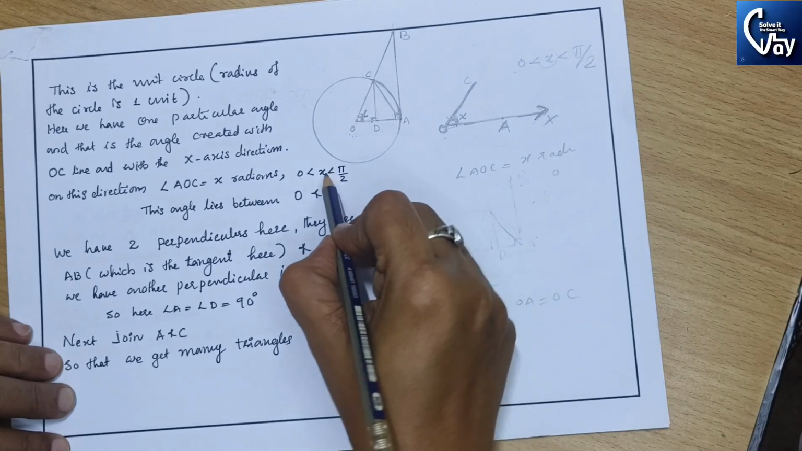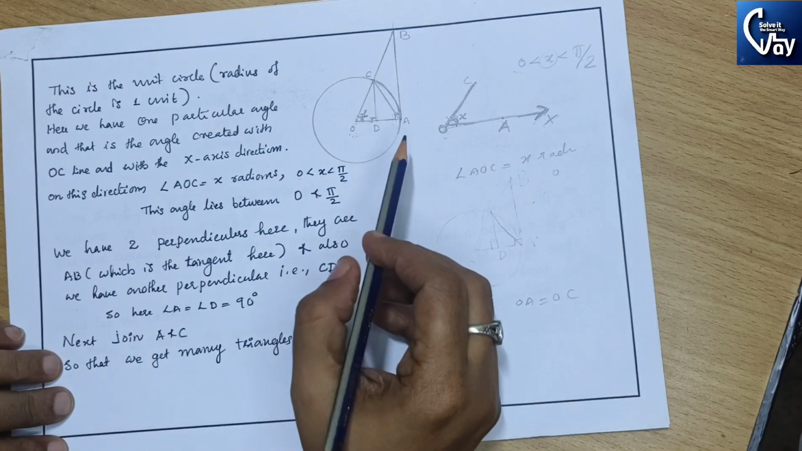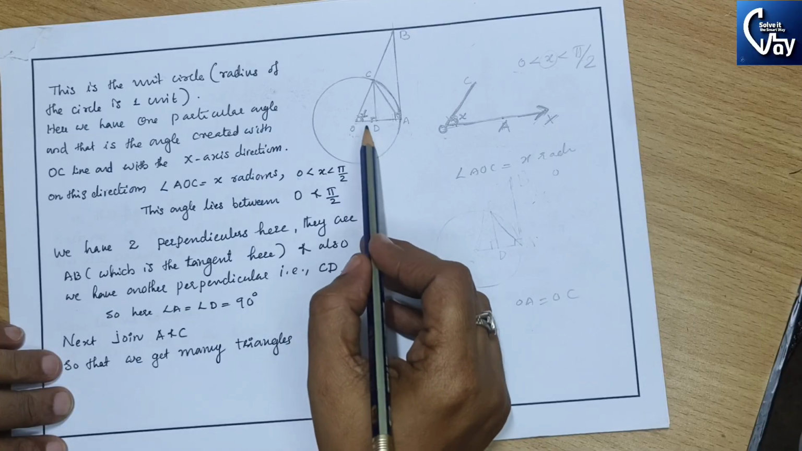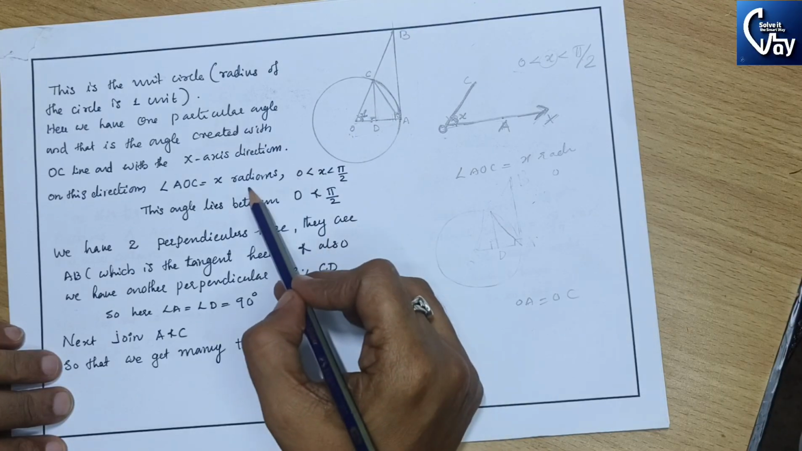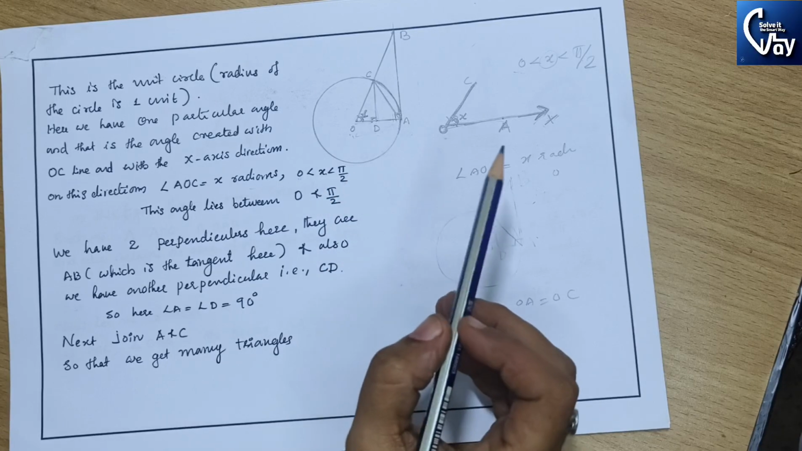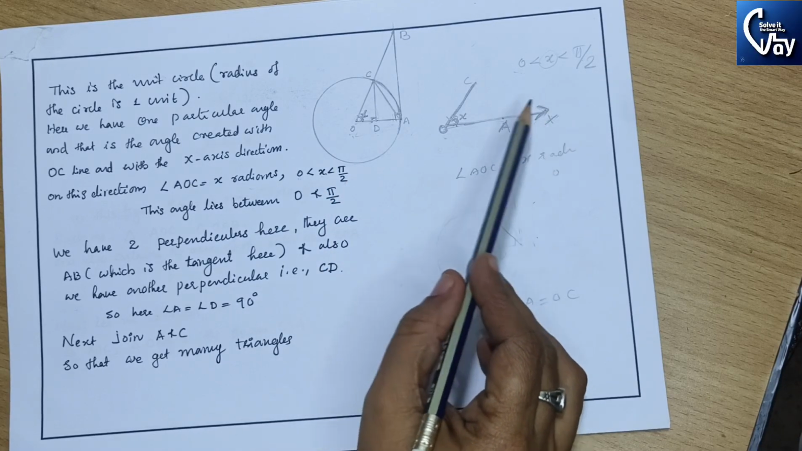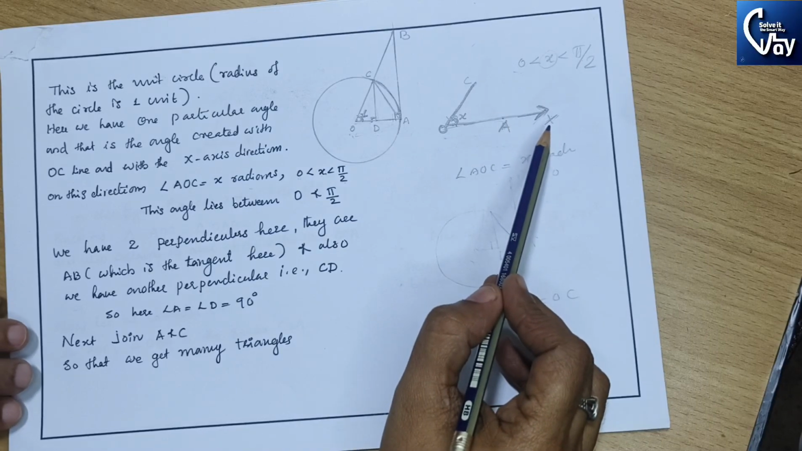That angle lies between 0 and pi by 2. Angle AOC is equal to x radians. That angle lies between 0 and pi by 2, since this angle is created by the line OC with the x-axis direction.